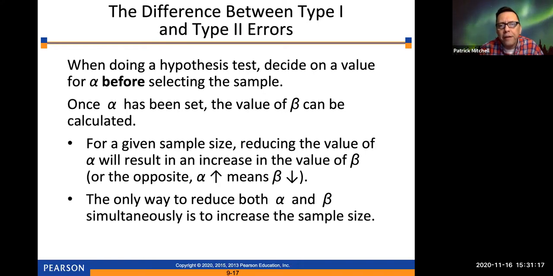Once the value of alpha has been set, the value of beta can be calculated. We're not going to get into the details of how that works. As I mentioned before, for a given sample size, reducing the value of alpha will result in an increase in the value of beta. And conversely, if you increase the value of alpha, that means the value of beta will be decreased. The only way both alpha and beta can be decreased simultaneously is to increase the sample size.